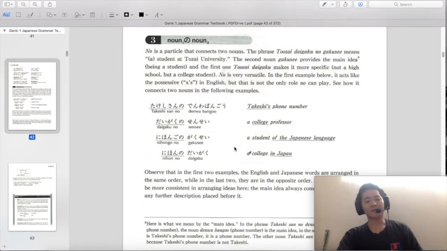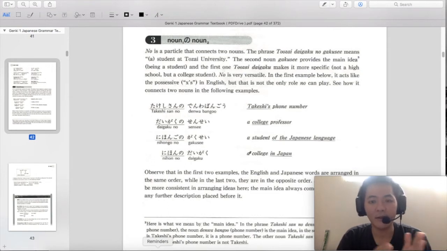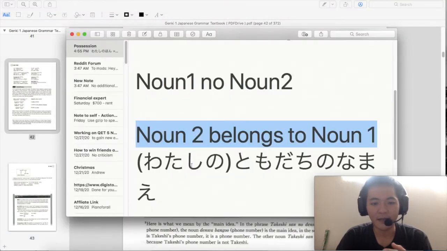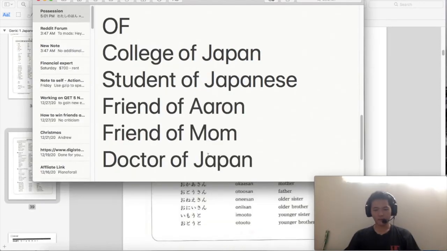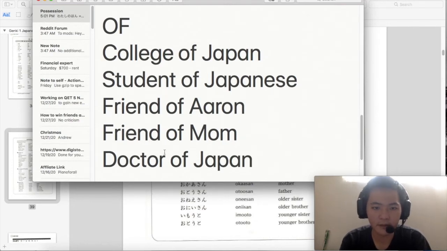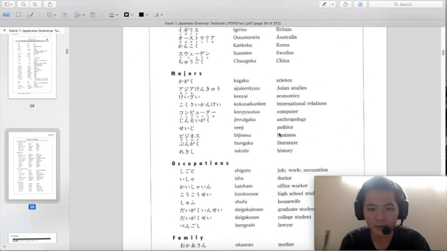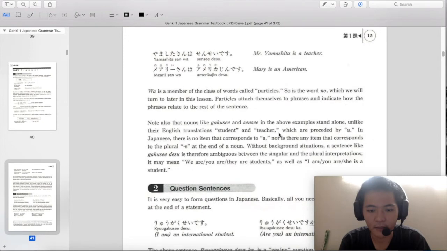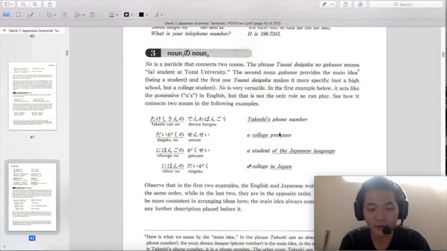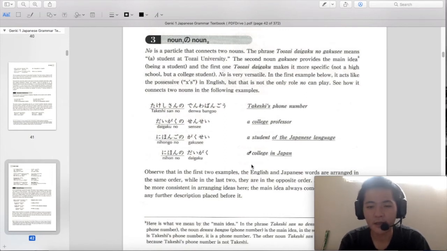So now I do want to go over with you guys the second meaning of how the no particle is used. So not only is it used as like a possessive particle, but it's also used as kind of like a modifier. And I do want to try and explain that to you guys. I just wrote down a few examples here, and I actually took some of the examples from the textbook, but based on the words that you guys will be studying, I do want to go over a little bit of how the particle no is also used as like the word of. So I do want to explain that a little bit here.